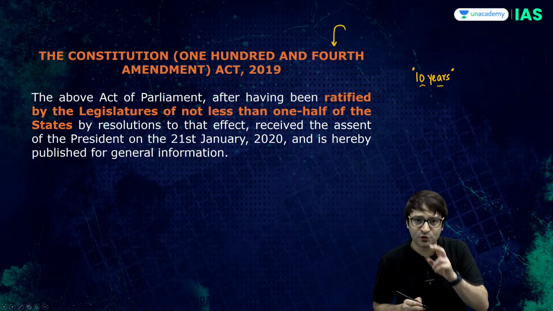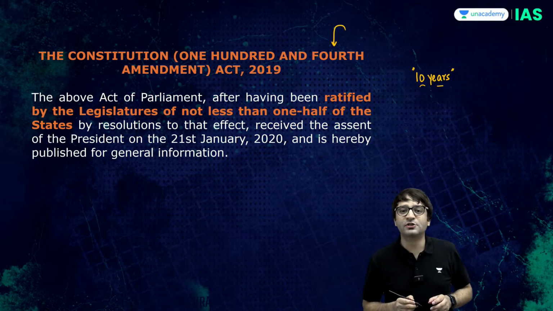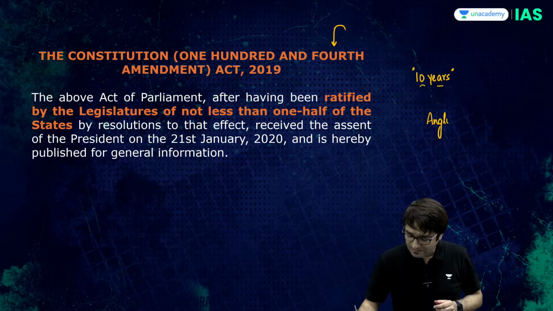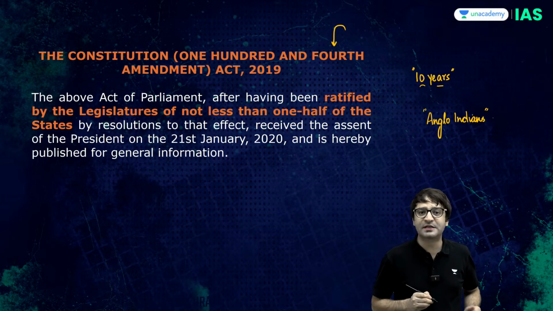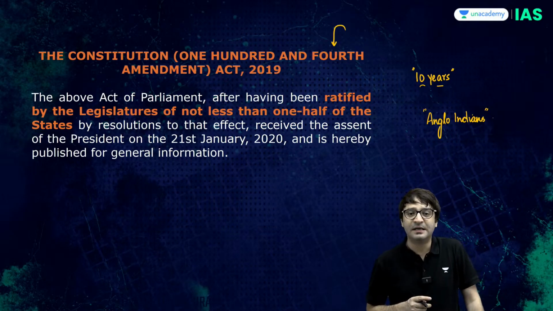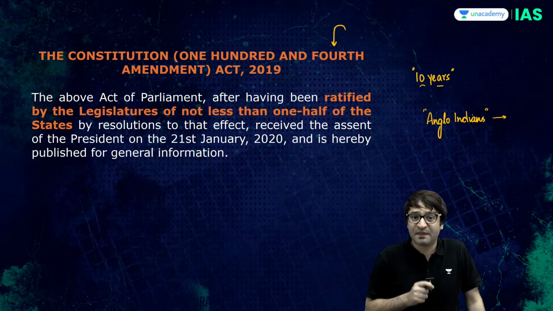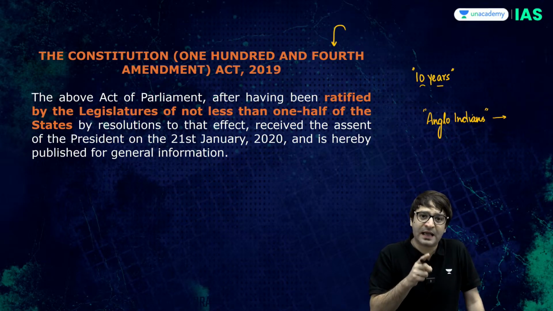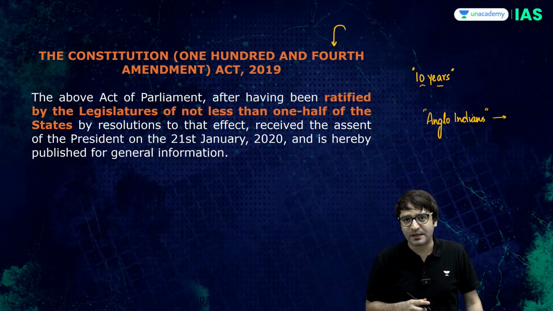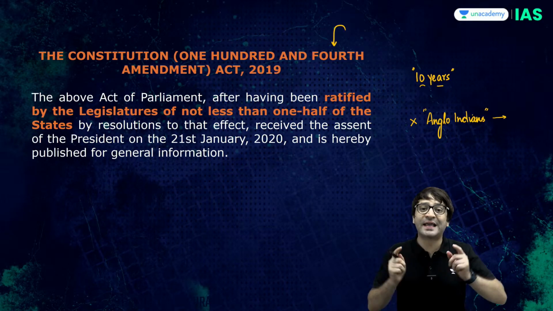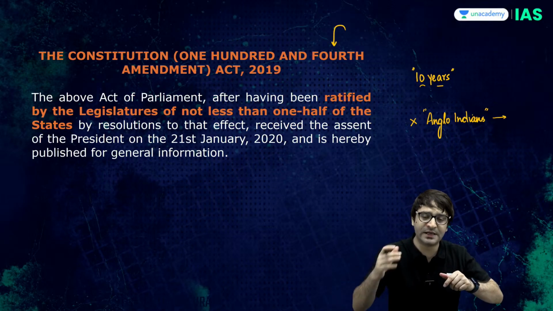That's number one. Number two, there used to be reservation for Anglo-Indians as well. If the president is satisfied that the Anglo-Indian community is not sufficiently represented in Lok Sabha, the president could have nominated 2 Anglo-Indians to Lok Sabha. The governor could have nominated 1 Anglo-Indian to the Legislative Assembly. But this constitutional amendment, the 104th, did not extend the reservation for Anglo-Indians.